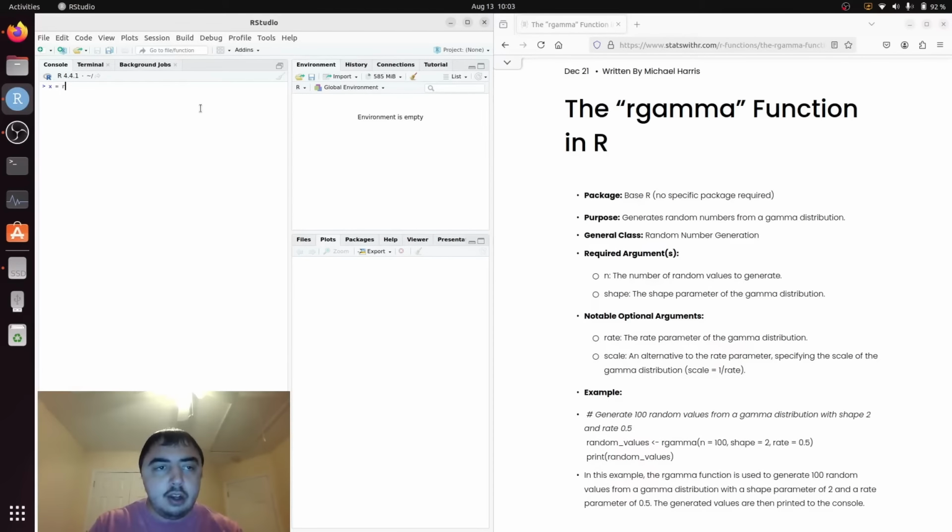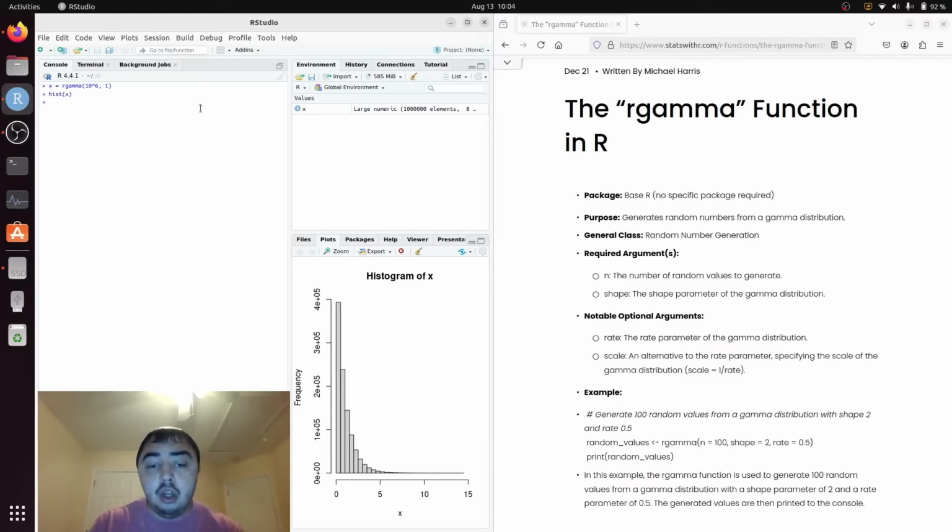I'm going to make a vector called x, and generate 1 million samples from the gamma distribution with shape parameter 1 and rate parameter set to 1 by default. So if we do a histogram of that, we get something that looks like the exponential distribution.